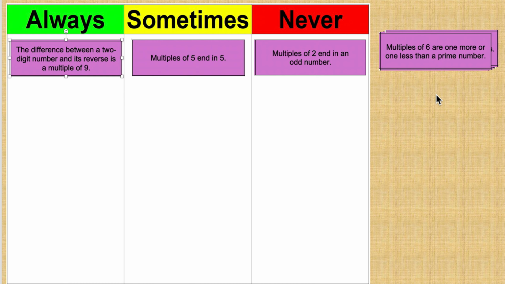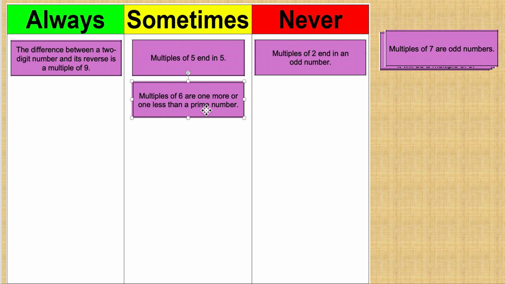The next multiple is 18. The numbers on either side of 18 are 17 and 19, so that's still true. Those are both prime. 24, the numbers on either side are 25 and 23. So 23 is a prime number, but 25 is not. So in this case, multiples of 6 are 1 more or 1 less. That's not always true, but again, it's not never true because I have examples where it is true. So that goes in the sometimes category.